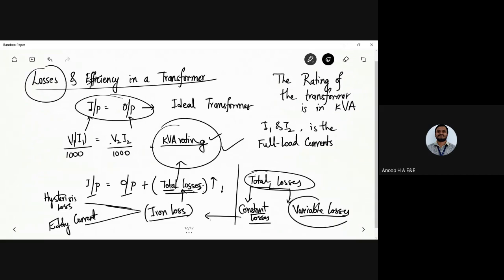Now again, this variable losses is further divided into two types. I mean, not two types, it is one single one because you have two sides in a transformer. The variable losses occur due to the variation in the value of the current. Now this variation in the value of the current can be either in the primary or the secondary. This is called the variable losses, that is occurring due to the copper losses, or what I say here is this is due to the value of the current that is flowing in the secondary side of the transformer. So we call it copper losses.